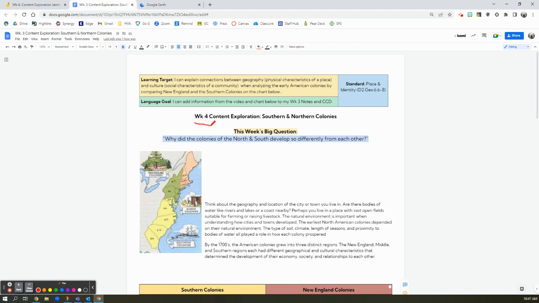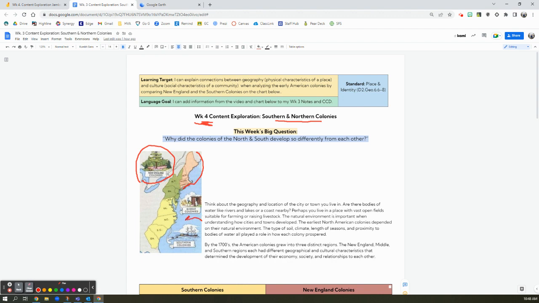Welcome to week 4. We're going to be doing some content exploration today, specifically on the southern and northern colonies. The northern colonies are also called the New England colonies. You can see them here. They're in red on the map right here. Those are the New England colonies.